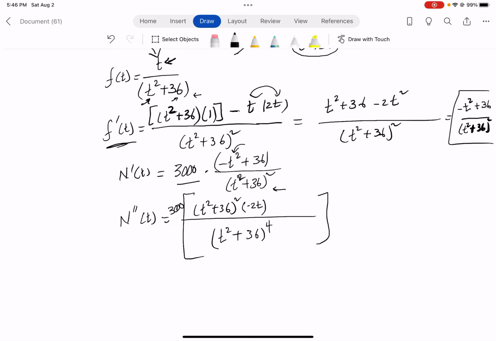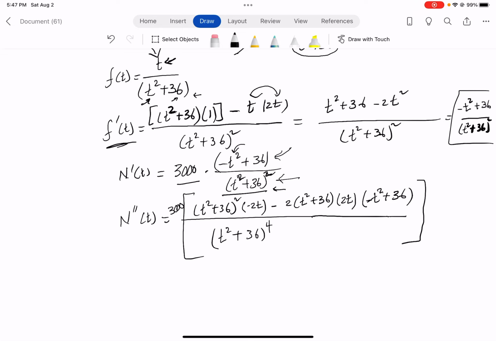And now this is minus the derivative of the bottom. Now you bring the power down: t squared plus 36 to the power 2 minus 1, times 2t. That is the derivative of the bottom, times minus t squared plus 36, the top. Just put it as is. This is how to find the derivative of a term if you have something up and something down.